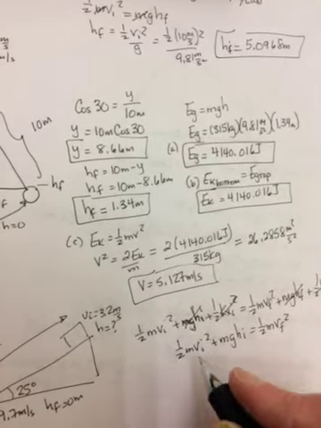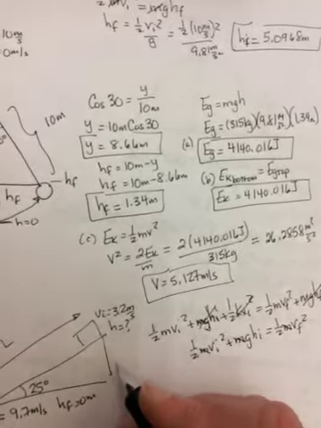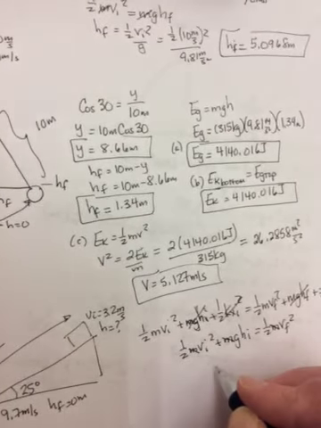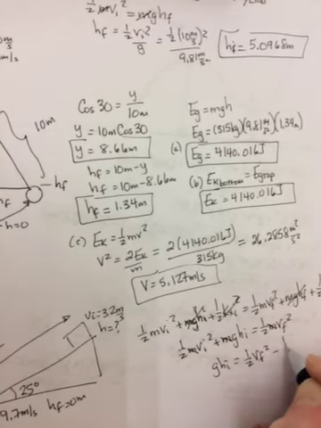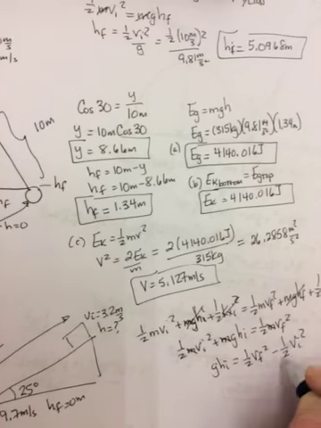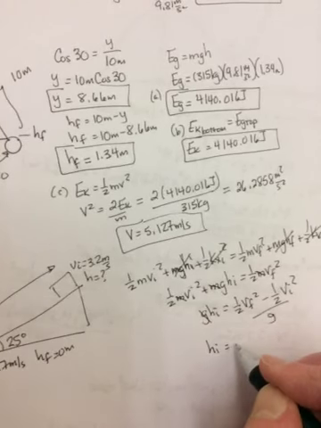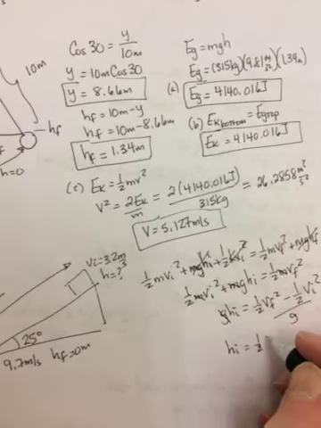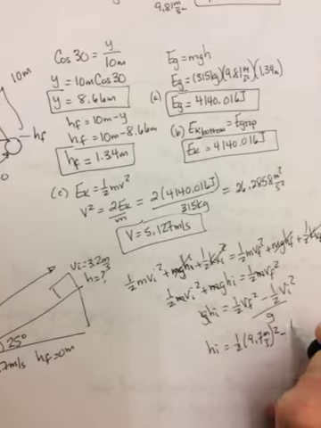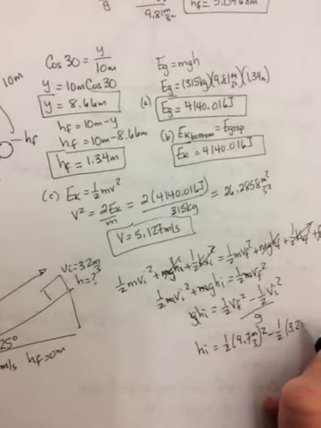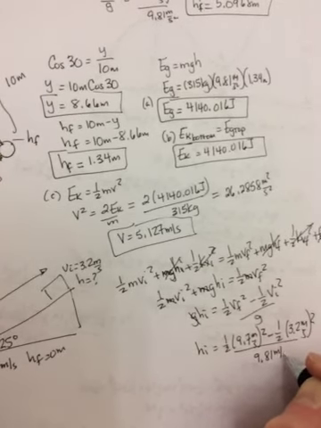You might want to pause this and see if you can finish it and then restart me. The m's cancel. And you're looking for the height at the top. So g h initial equals 1/2 v final squared minus 1/2 v initial squared, and then you're going to divide by g. So h initial equals 1/2 times 9.7 meters per second squared minus 1/2 times 3.2 meters per second squared, divided by 9.81 meters per second squared.